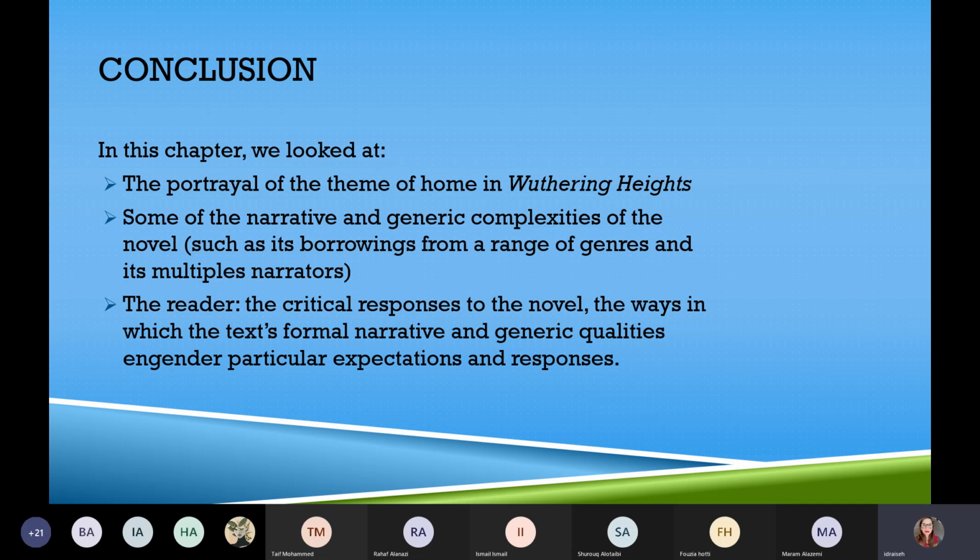Also, the generic complexities that are in this novel, the borrowing from a range of genres by Emily Bronte, which is brilliant, and some people probably see it as the fact that Emily Bronte was young and did not even know how to write a novel. I mean, we don't know. You can decide, it's up to you. You can write critical responses to this novel in terms of the generic qualities and what you think. All right, guys.